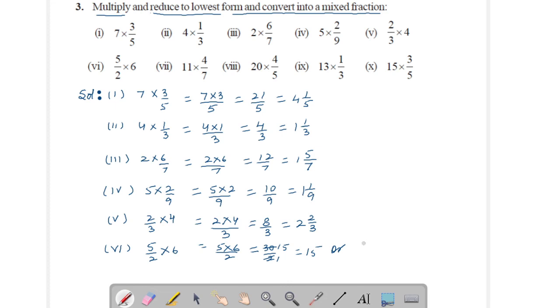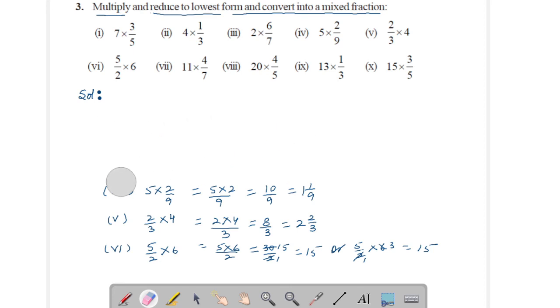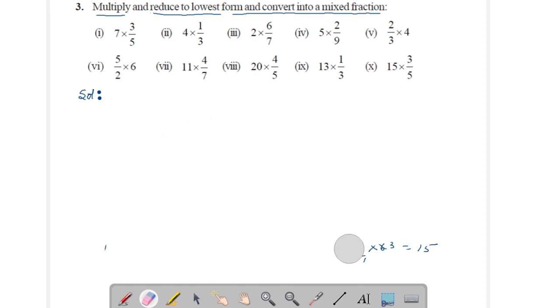or this can also be done like this. 5 upon 2 into 6. Here you can cancel 2 by 2 and 6. 2 ones are 2, 2 threes are 6. Multiply 5 into 3, 15. So both ways this is correct. Now come to seventh part.